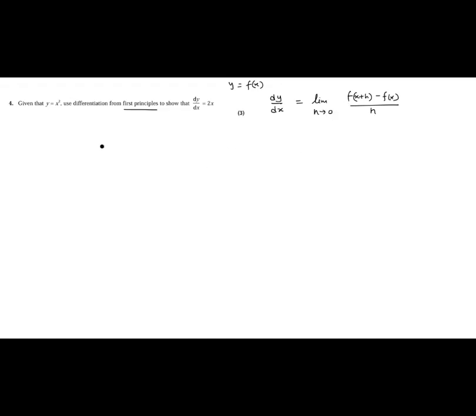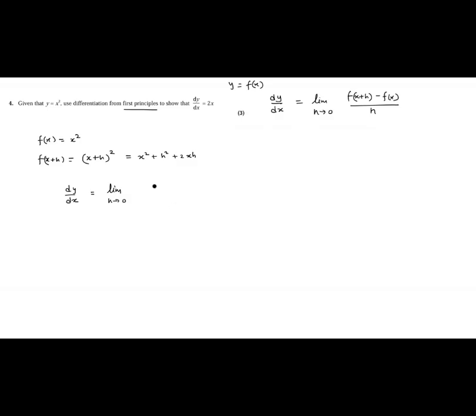So let's see. Your f(x) in this case is x squared. Your f(x plus h) will be (x plus h) whole squared. Now you can expand this as x squared plus h squared plus 2xh. Now dy over dx using first principles will be the limit as h tends to 0. h tends to 0 means h is very small.